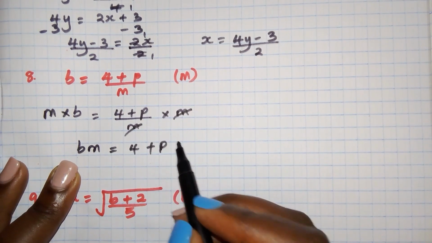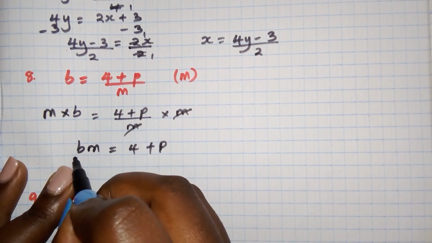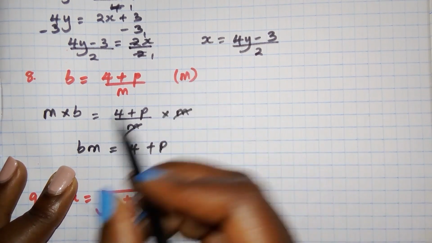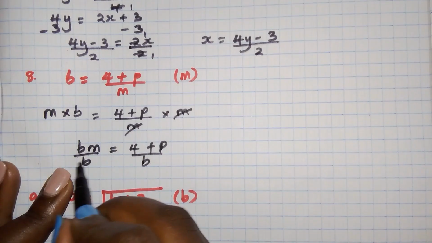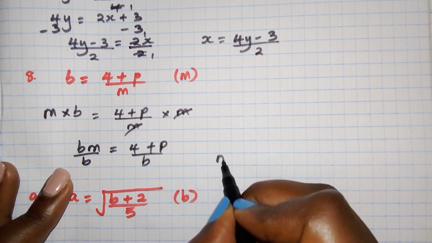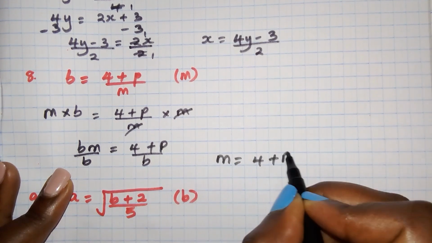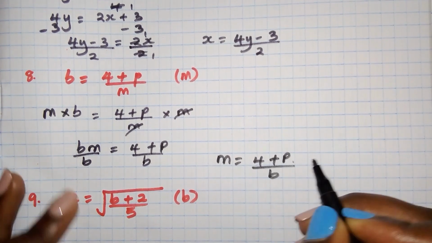Now the next step is to get rid of the b, because you have to make m the subject. Divide by b on both sides and you're left with m equals to 4 plus p all over b.